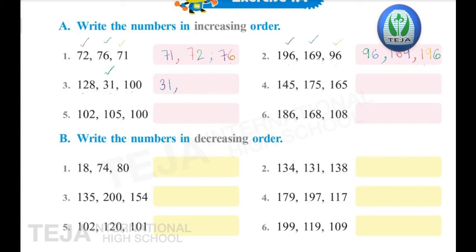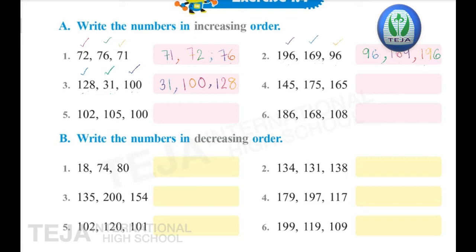The remaining two numbers are 100, 128. Now which one is smaller, children? Here 100 or 128? It's 100 is smaller than 128. So we'll write 100 in the box next to 31. Now the last number is 128. So write 128 in the box. Now the answer of third question is 31, 100, 128.